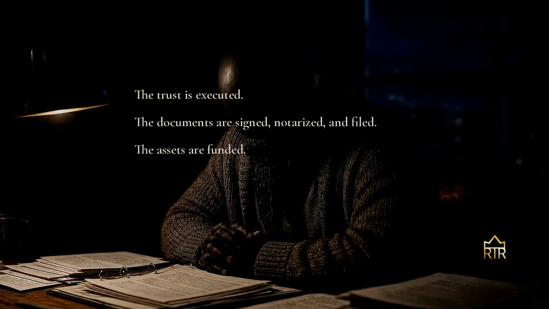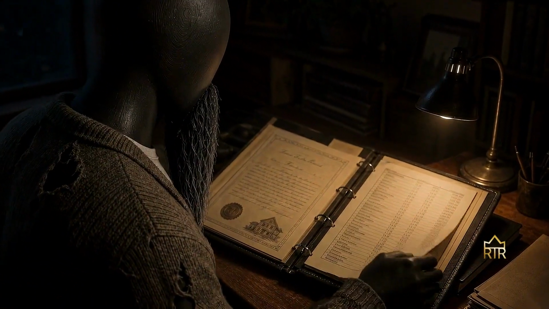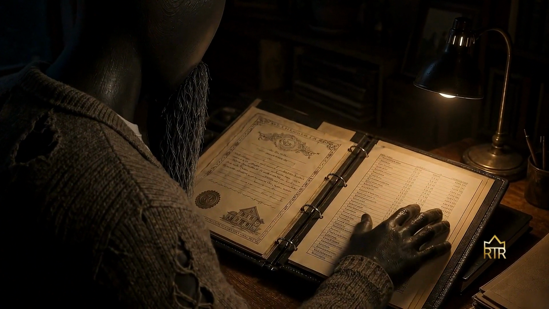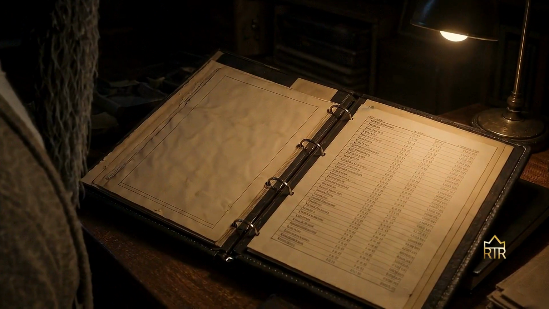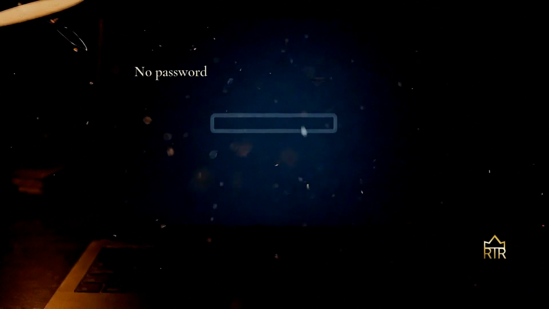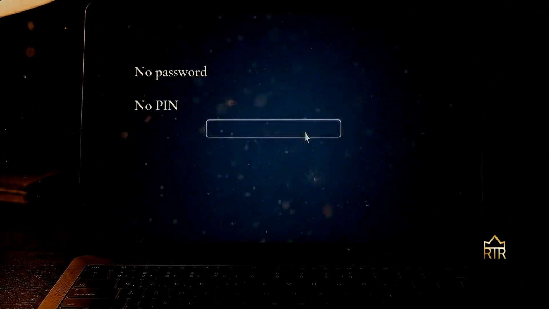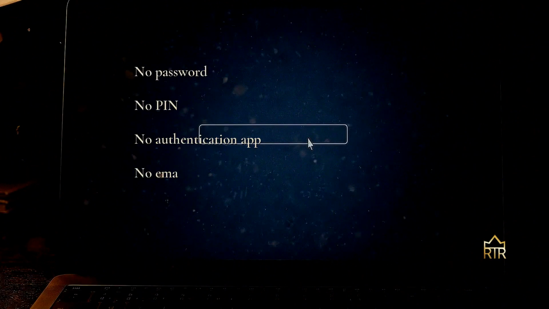The assets are funded. The successor trustee has the binder, the death certificate, and the legal authority to act. And they're sitting at a desk, staring at a list of accounts, with no way in. No password, no PIN, no authentication app, no idea which email address was used to create half of these accounts. No record of where the recovery codes are stored. No note about the phone number attached to the two-factor setup that died with the phone.